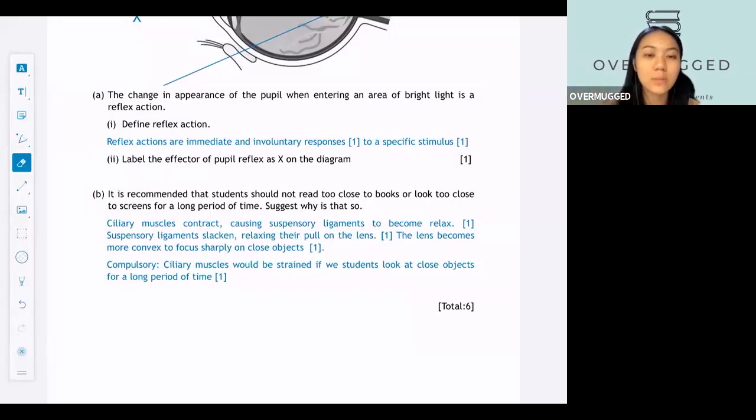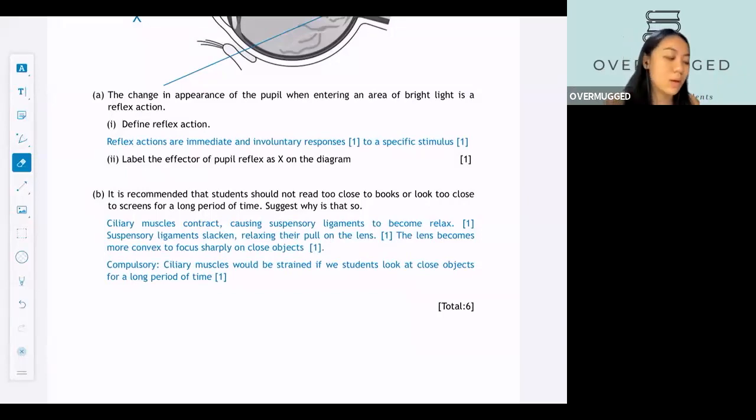So the suspensory ligament slackens, relaxing the pull on the lens. So the lens becomes thicker so that it can refract the light more. It bends the light rays more to focus sharply on objects that are very close to us. Okay, so all this is in your notes.